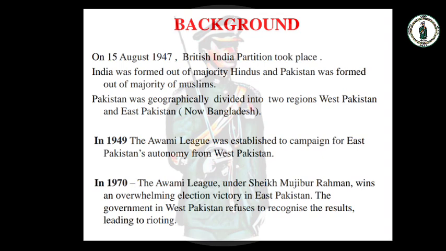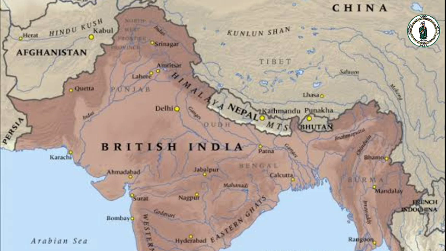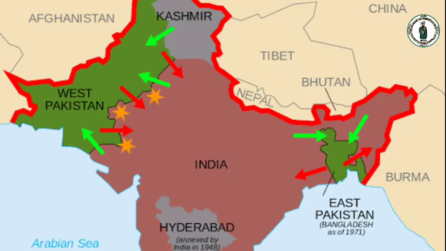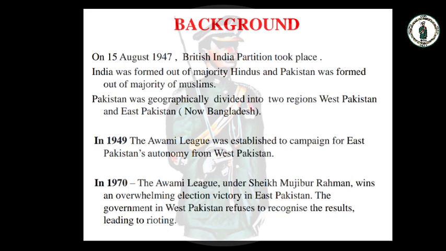So let us first discuss a little bit of background. It all started with the partition of British India when it was divided into two parts, India and Pakistan. India was formed out of a majority of Hindus and Pakistan was formed out of a majority of Muslims. Now Pakistan was geographically divided into two regions, West Pakistan and East Pakistan. West Pakistan, which is the present day Pakistan, and East Pakistan, which is the present day Bangladesh. Now West Pakistan consisted of a majority of Punjabis followed by Sindhis and Pashtun, and East Pakistan at that time consisted of a majority of Bengali population.